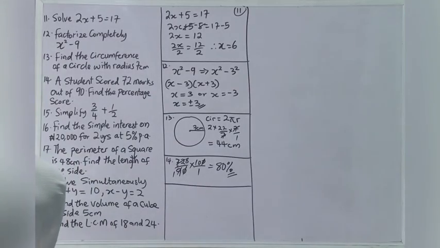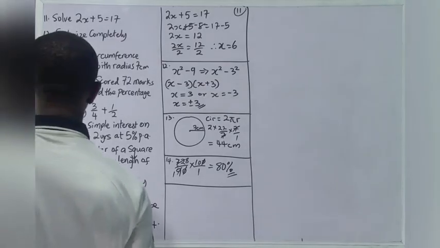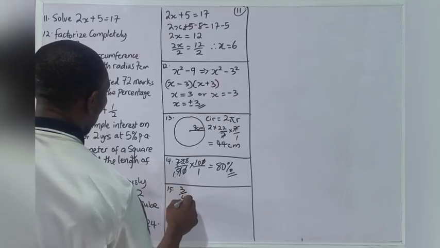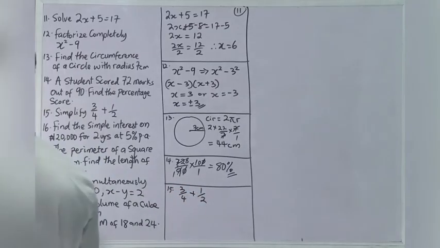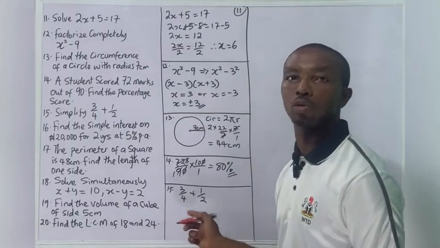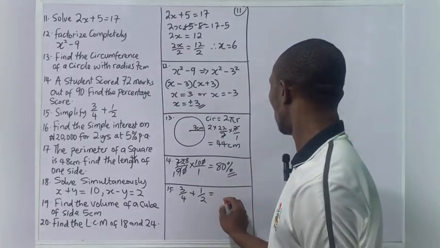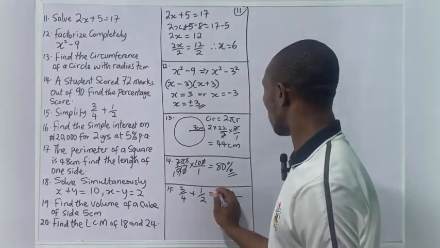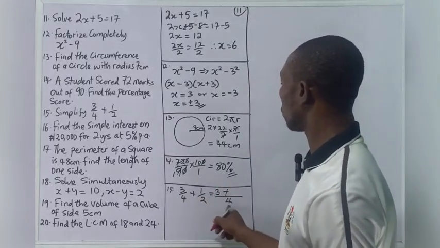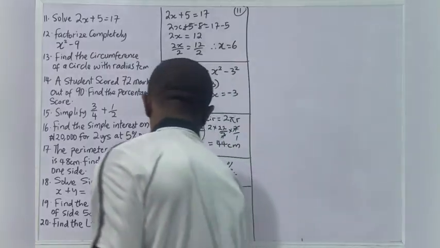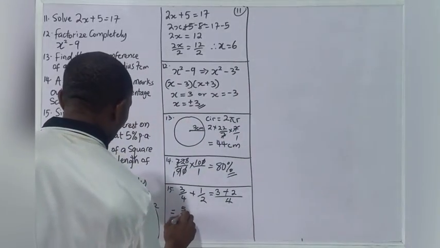Now let's look at question 15. It says simplify 3 over 4 plus 1 over 2. Here we'll be looking at our LCM. LCM of 4 and 2 is 4. So 4 into 4 is 1. 1 times 3 gives us 3, plus 2 into 4 is 2. 2 times 1 gives us 2, giving us 5 over 4.